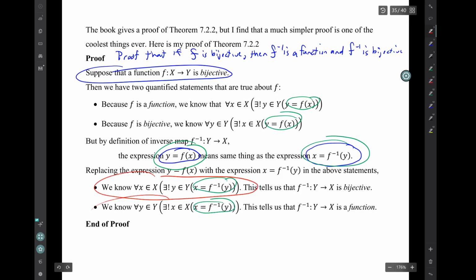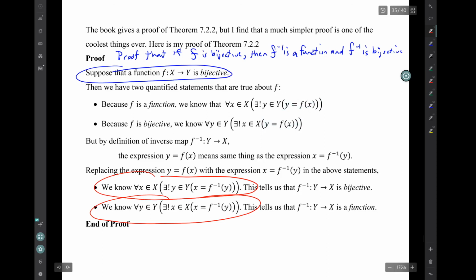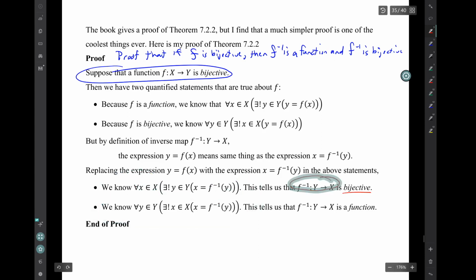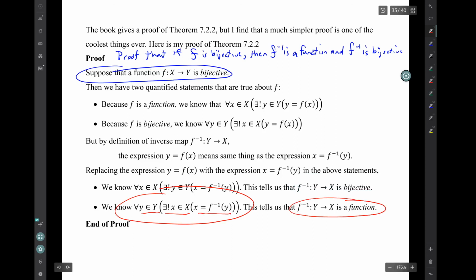But look at these statements very carefully. The first statement says, for every x, there's a unique y such that x equals f inverse of y. This tells us that f inverse is bijective. On the other hand, look at this statement. For all y, there's exactly one x such that x equals f inverse of y. That tells us that f inverse is a function.